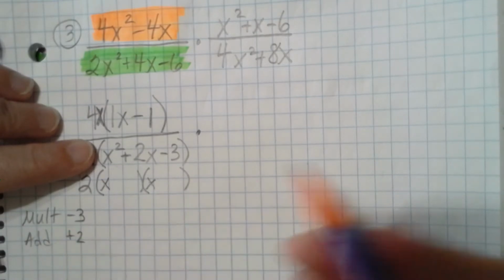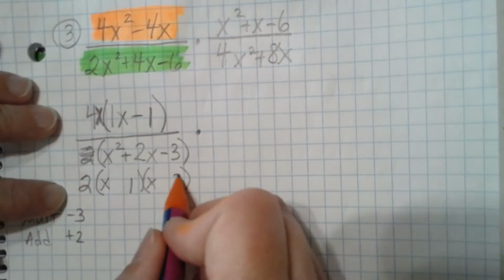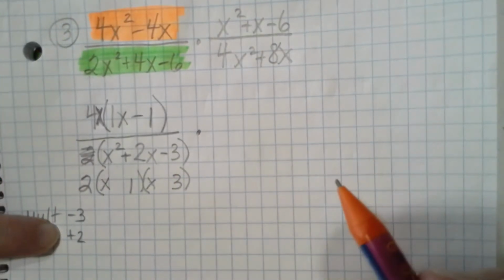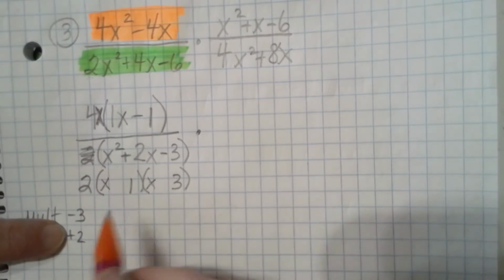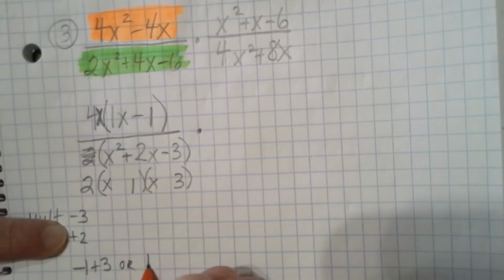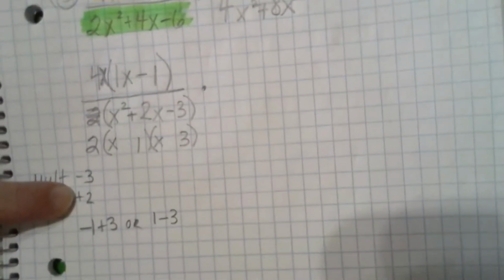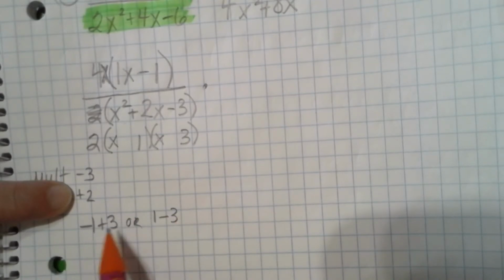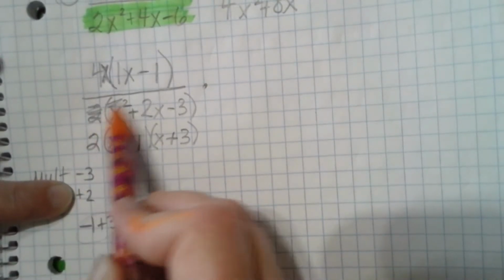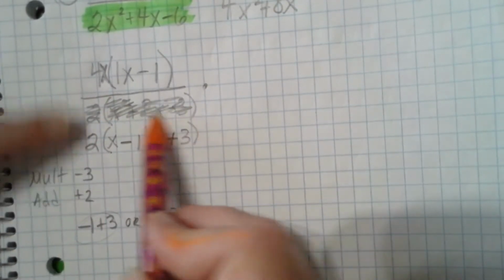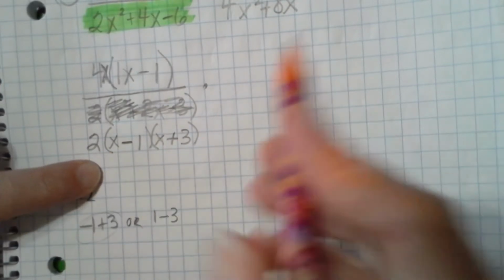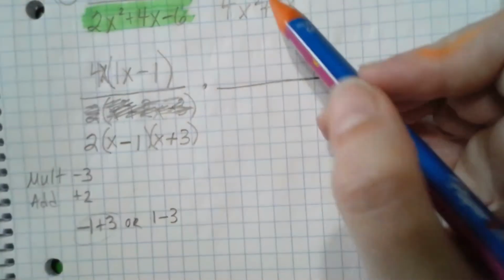3 is just 1 times 3, right? Those are my only choices, 1 and 3. But I want it to be a positive 2. Is that going to be negative 1 plus 3, or positive 1 minus 3? Which one will give me positive 2? This one right here. So I want a minus 1 and a plus 3. I'm crossing this out because it's now gone and replaced with all of this stuff right here. Then I'm going to do the same thing over here on this side.